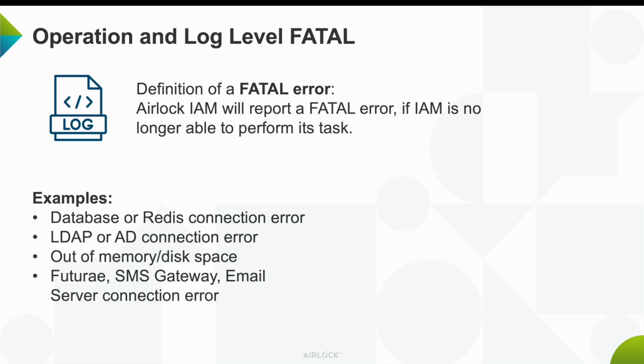Well, now we're reporting fatal errors if, for example, we can't reach the database or the Redis connection returns errors, or if we cannot reach LDAP or Active Directory. If we're running out of memory, out of disk space, we'll report that as a fatal error. And if important second factor authentication services are not reachable, like Future A, SMS Gateway, or email server, we're reporting that as fatal error. All these messages here are actually additional, so there's no need to change anything. If you were not interested in the past, you can just ignore them.